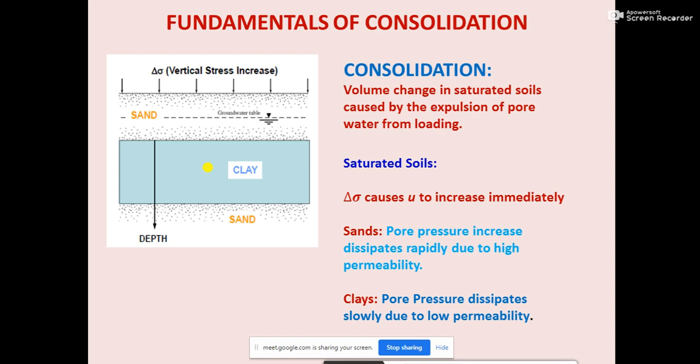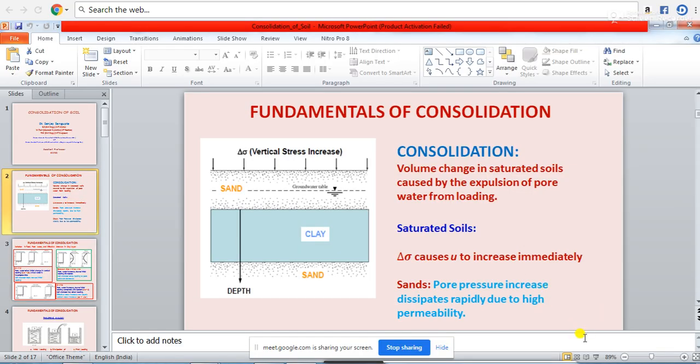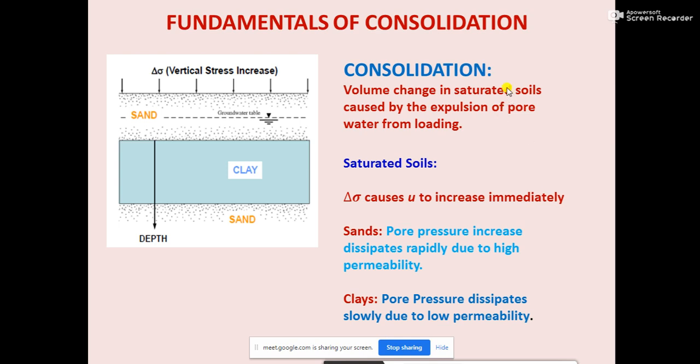So very carefully understand it. The volume change, this word is very important. In saturated soil, volume change, this is very important. There will be a change in the volume in the saturated soil, and this change in volume will happen because of the expulsion of pore water. Expulsion means it will be going out of the soil mass. So it will leave the pore spaces and go out of the soil mass.